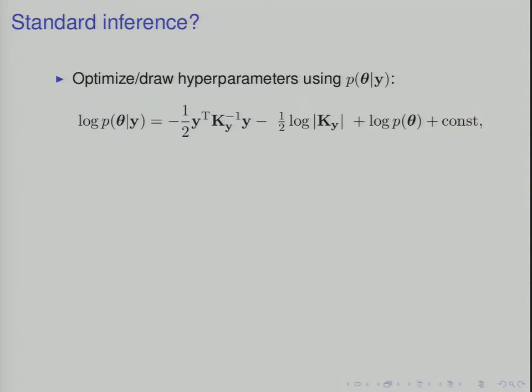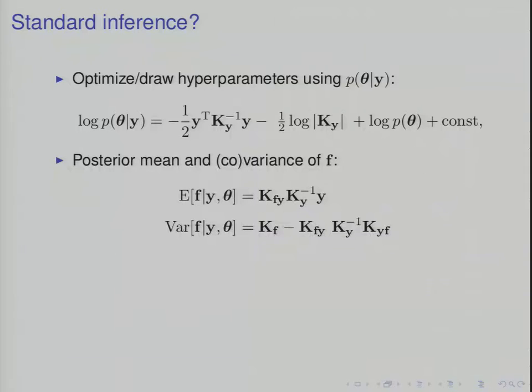So how to do inference with the model that we introduced? One of the standard ways would be to integrate out the function values and then learn the hyperparameters by drawing samples from the marginal posterior or maybe optimizing it. And well, that's the density function. And then how to learn the function values? We can, for example, compute the mean and the variances of the function values, maybe the diagonal elements of that covariance matrix. That would be the standard approach, usually.